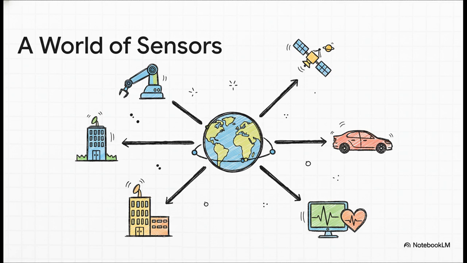And look, we're not just talking about a handful of gadgets. Sensors are literally the nervous system of our planet now. They're inside our factories, our cars, our homes, our hospitals. I mean, they are absolutely everywhere. And for decades, pretty much every single one of them spoke its own unique proprietary language.